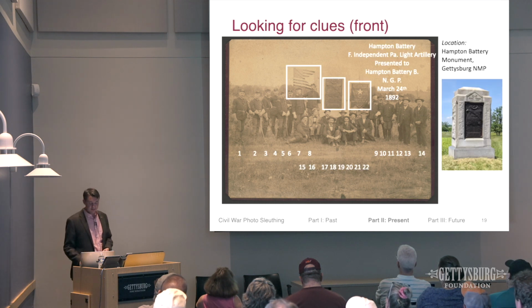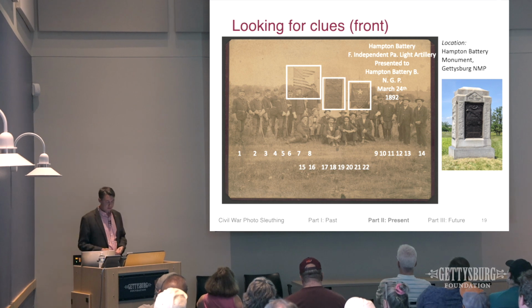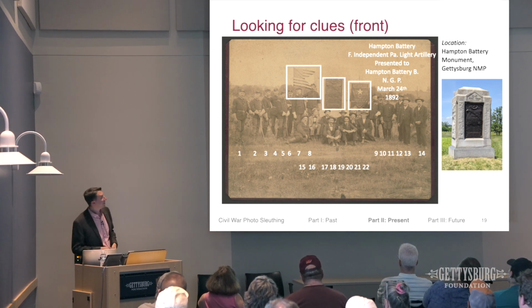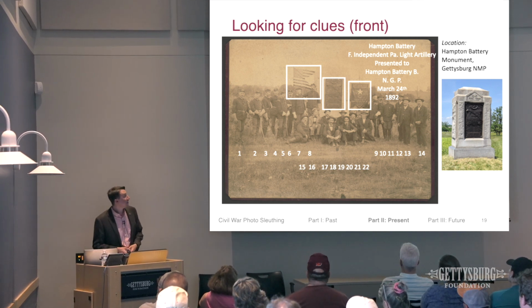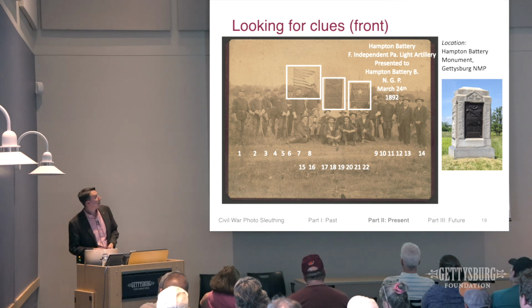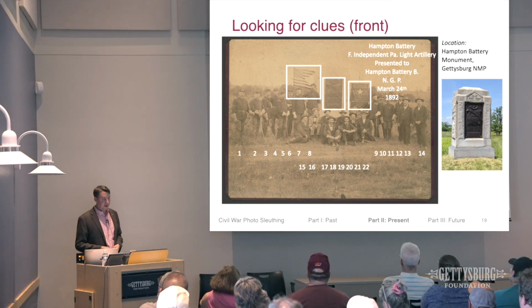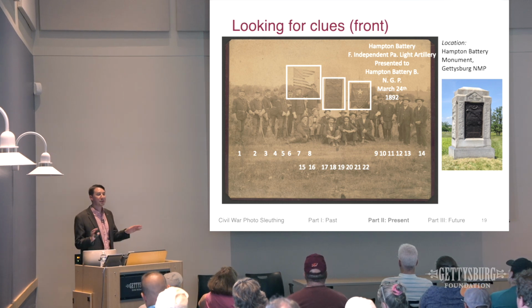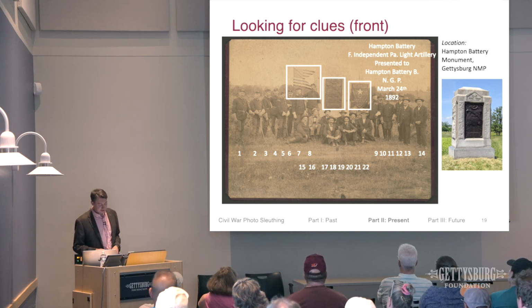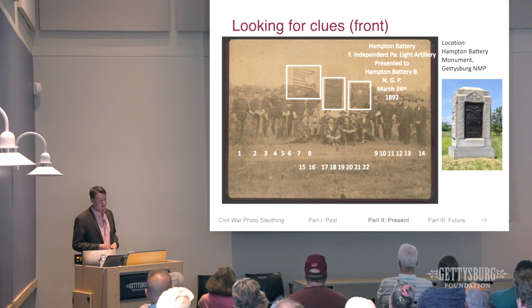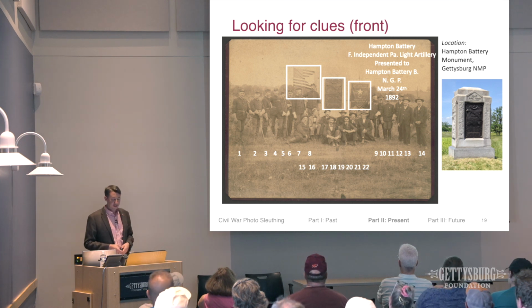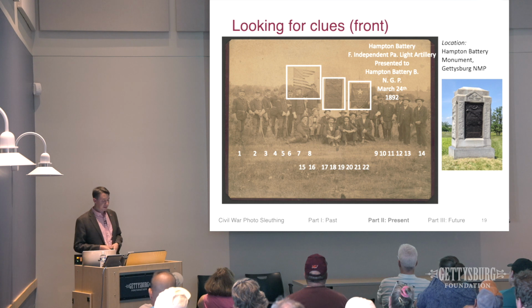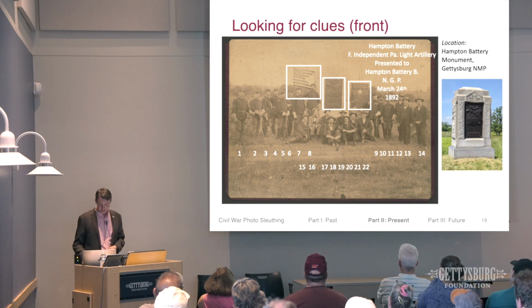So let's go through our process. Let's look for clues. First, we recognize this is the Hampton's Battery Monument that's over by the Pennsylvania Monument. So we don't want to take anything here for granted. Just because it's in the Library of Congress caption doesn't mean it's true. Luckily, we recognize this. We've seen it before, so we can say with some confidence, okay, this is definitely taken at the Hampton Battery Monument here in Gettysburg.